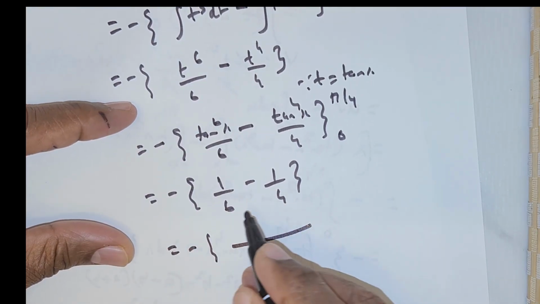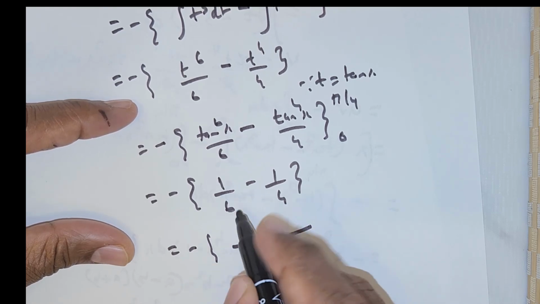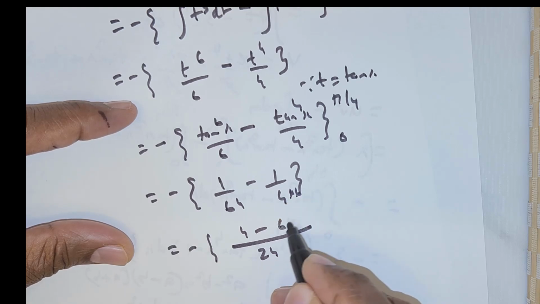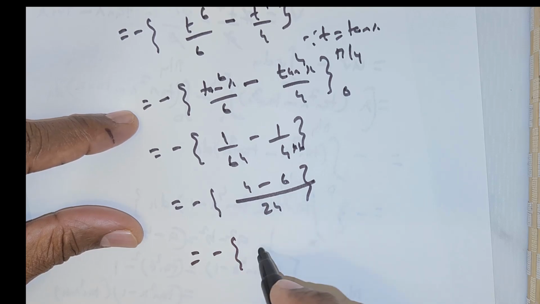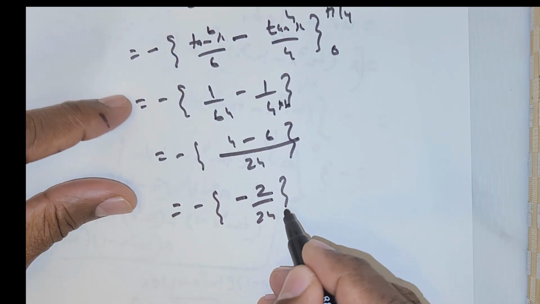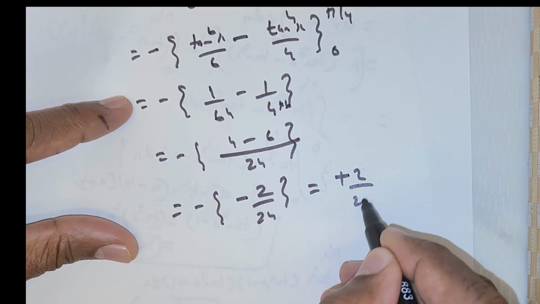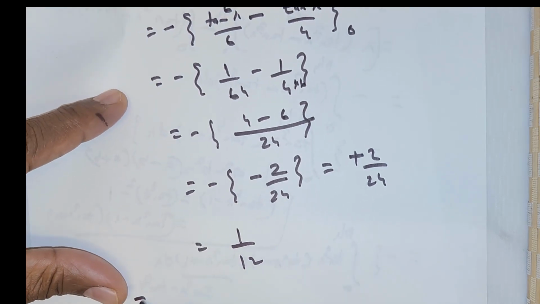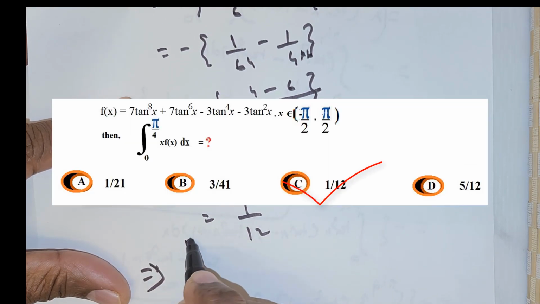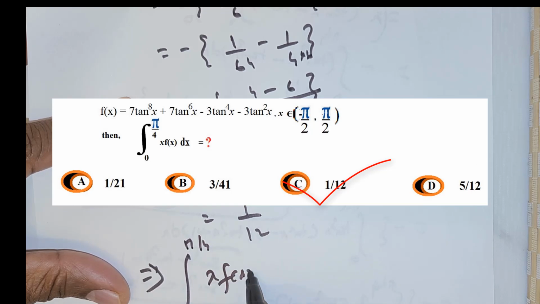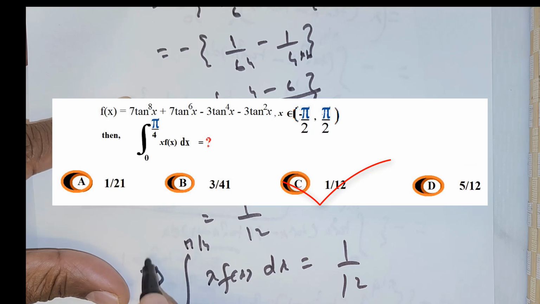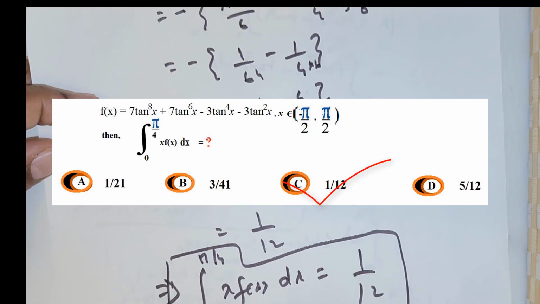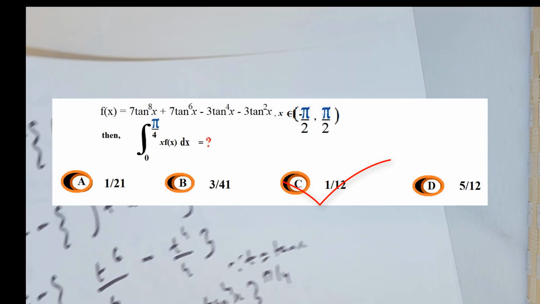If I take the LCM as 24, 6 divides 24 4 times, 4 divides 24 6 times. So this is going to be equal to negative 4 negative 6, which is negative 2 over 24, which is going to be equal to positive 2 over 24. But 2 divides 24 12 times. So what you have found out is that the integral 0 to pi over 4 of x times f of x dx is equal to 1 over 12. So this should be your choice in making the selection. This is a lovely question.